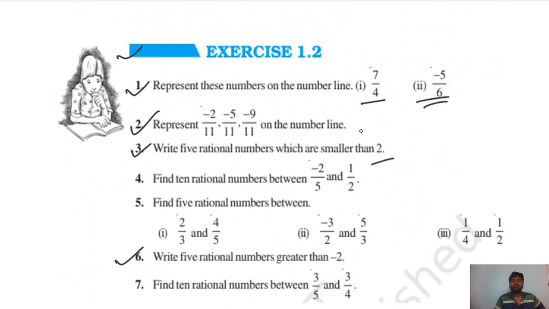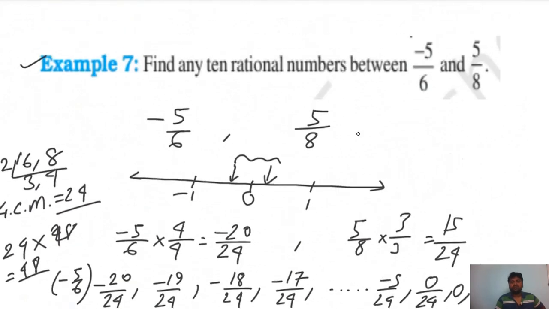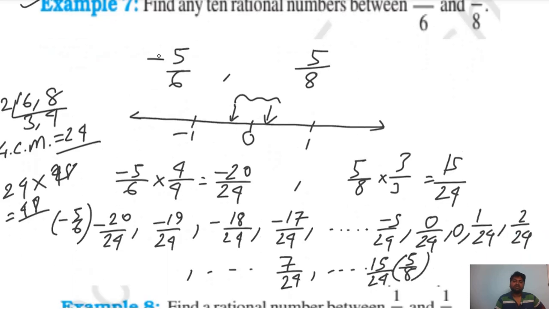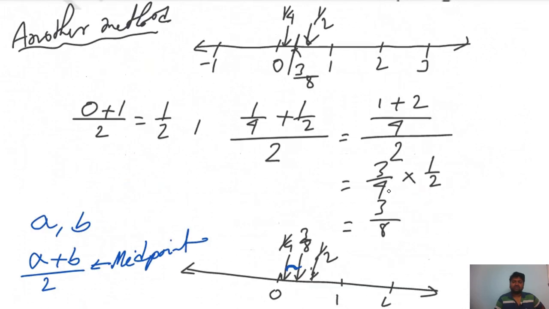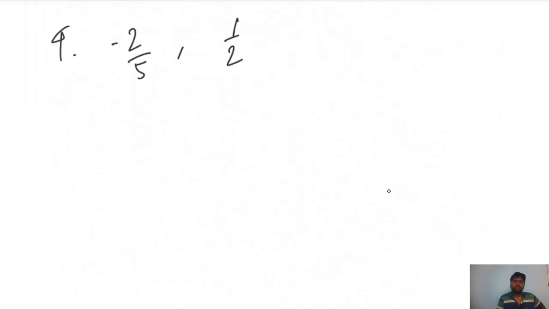In the previous class we discussed two methods of finding rational numbers in between two numbers, for example minus 5 by 6 and 5 by 8. How is it possible? We represent these numbers on a similar basis. So here the LCM of 5 and 2 is 10.